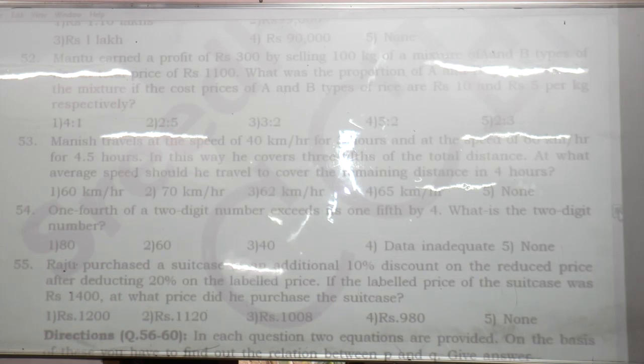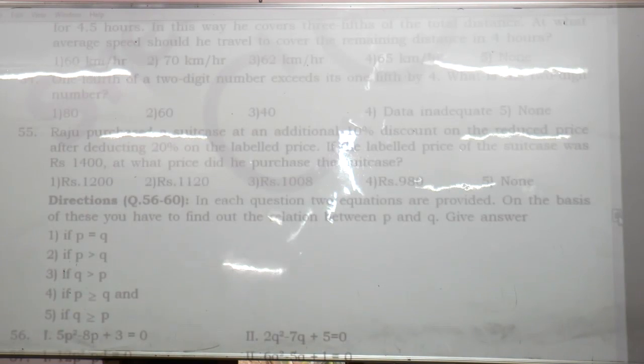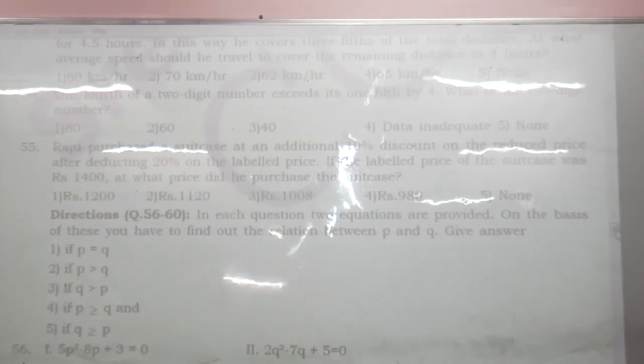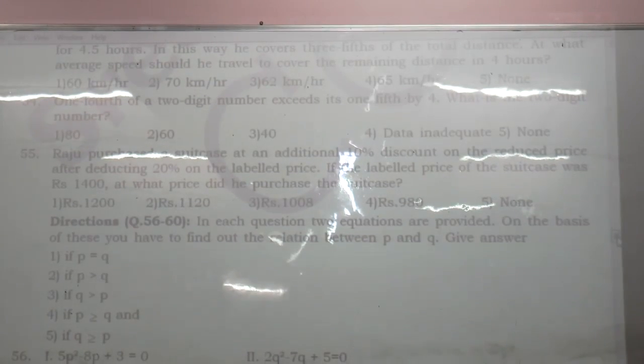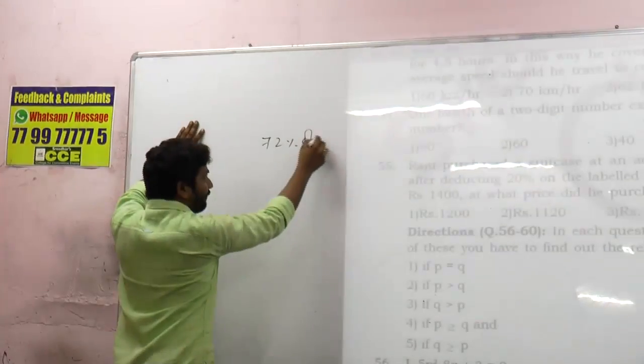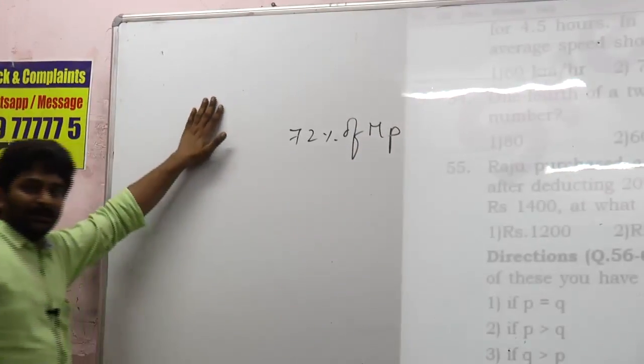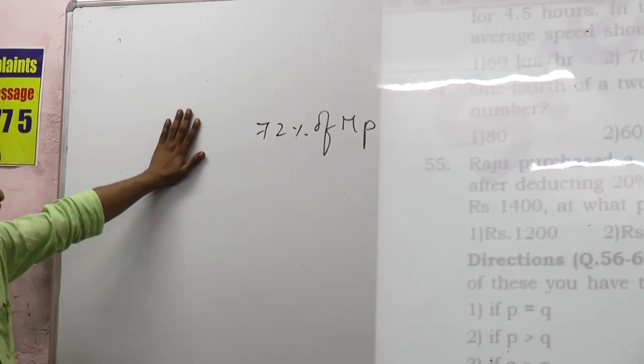Next, 55. Raju purchased a suitcase at an additional 10% discount on the reduced price after deducting 20% on the labeled price. So, labeled price in the sense market price. First he got 20% discount. Discounted price is 80%, but on 80% also he is getting a discount of 10%. 10% on 80 is 8. So now he will get it for 72% of what? Market price or labeled price, you can say.